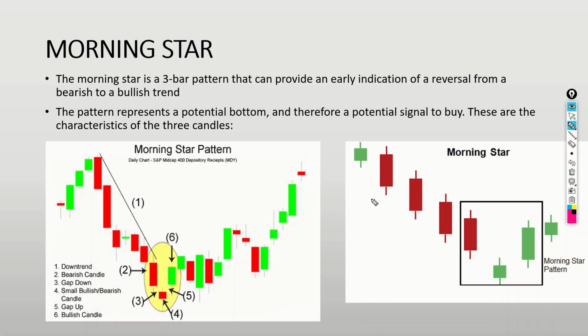So we are saying that in a clear downtrend, we shall get a big candle, which could be a bearish candle. Then after that, we get a gap down, followed by a small candle, which is bullish or bearish, followed by a gap up, then followed by a clear bullish candle. So from there, we get a signal to buy or a signal to change trend from a downtrend to an uptrend. That is a morning star pattern. It's the opposite of the evening star.